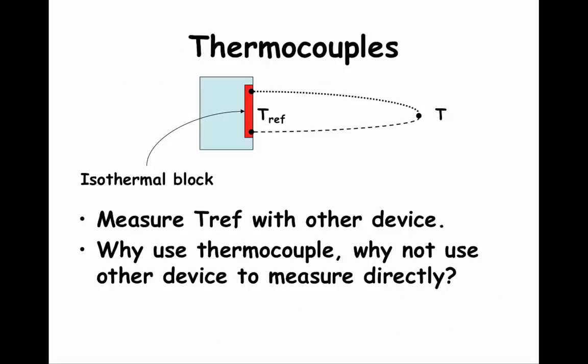This slide illustrates how we connect thermocouples to our meter or to a PDAC 55. We have an isothermal block which serves also as a reference temperature which we need to measure with another device. So if we need another temperature sensor in the meter, why use a thermocouple? Why not use the other temperature sensor?